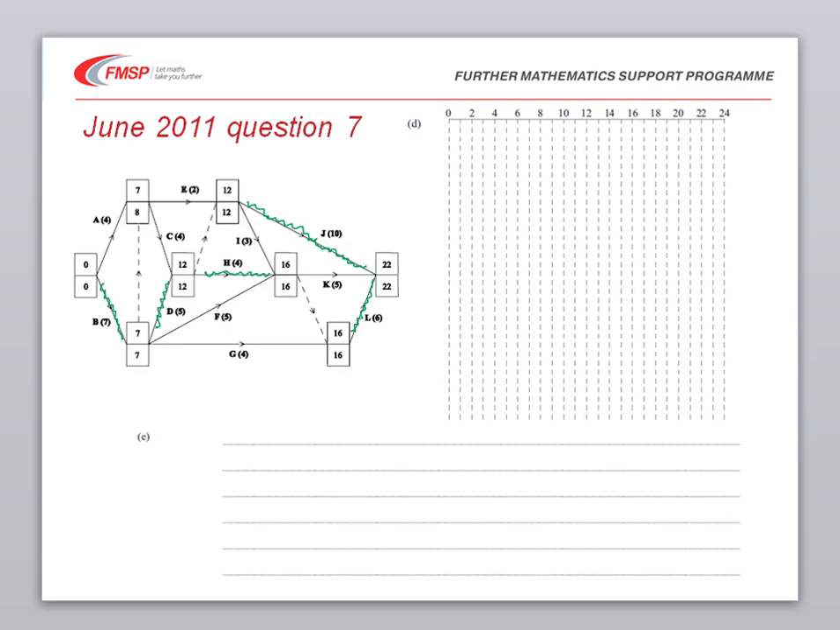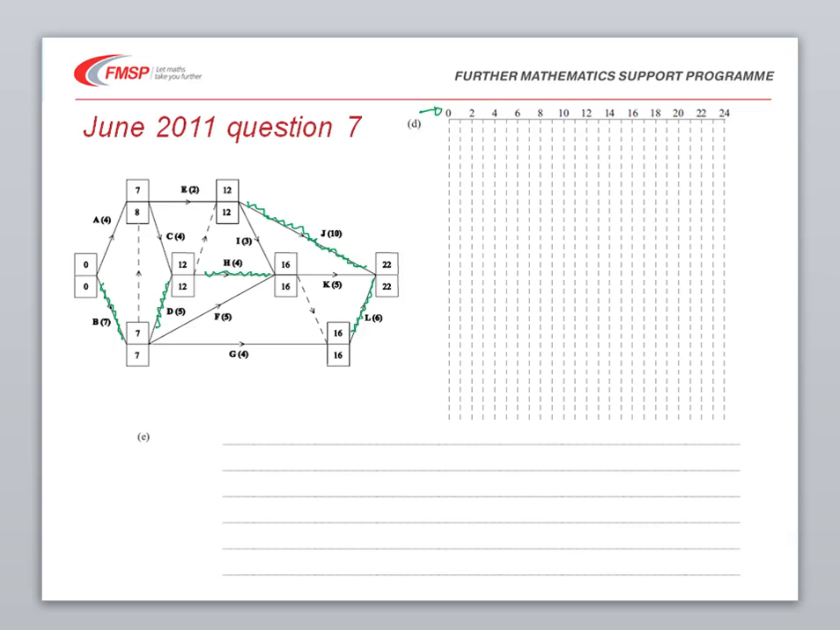The next part of the question asks for a cascade diagram. This is basically a histogram showing the activities on a timeline. So here's our timeline at the top. It goes up to 24, notice. Now we're only going to need to go up to 22, of course, but they're not going to give that away in the question, so do be aware of that. We're not going to use the whole of this timeline.